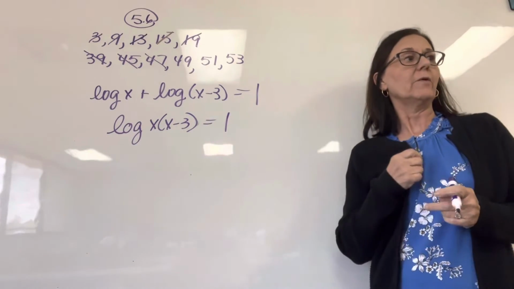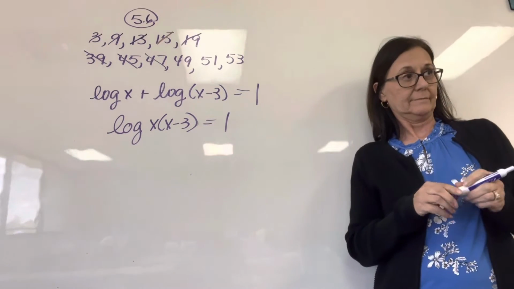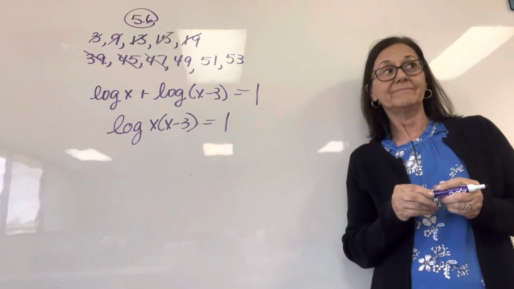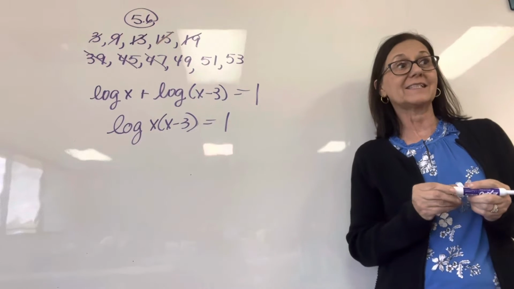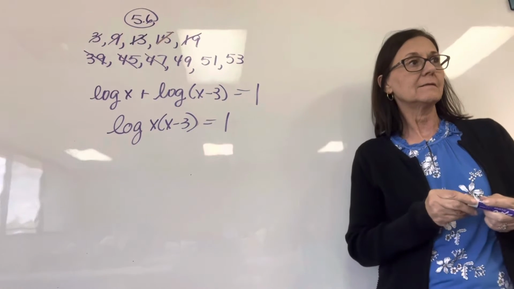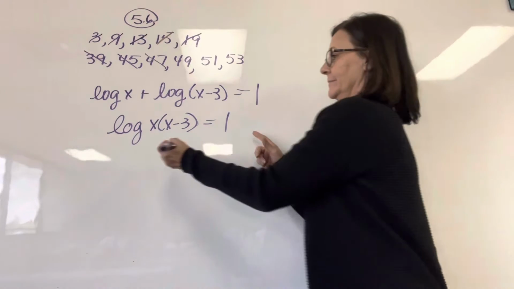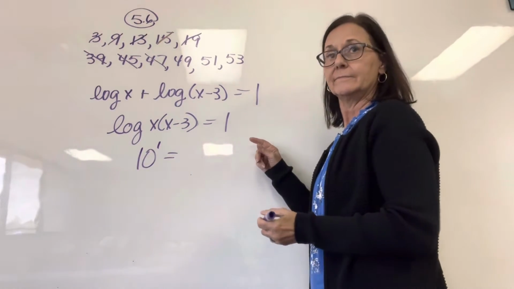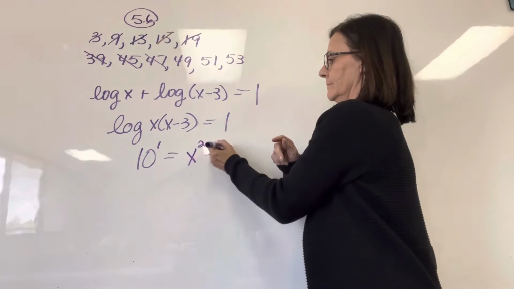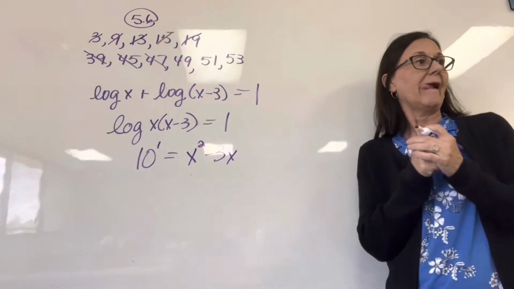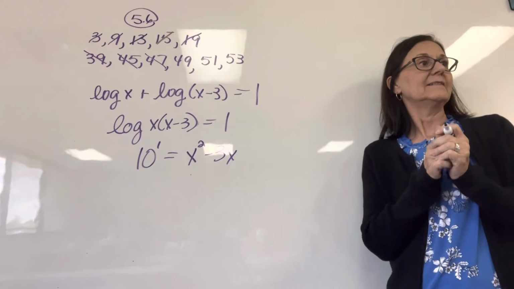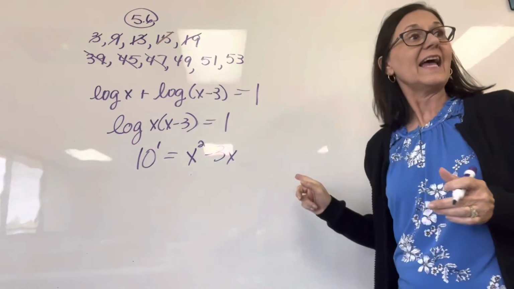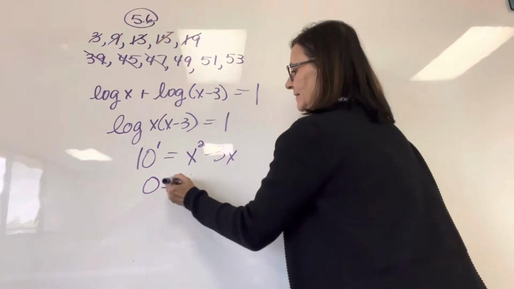All right, now what are we doing? Well, you're distributing and then subtracting one and converting to exponents. What's my base? 10. 10 to the first power equals x squared minus 3x. Right, subtract the 10. And then do the quadratic form.